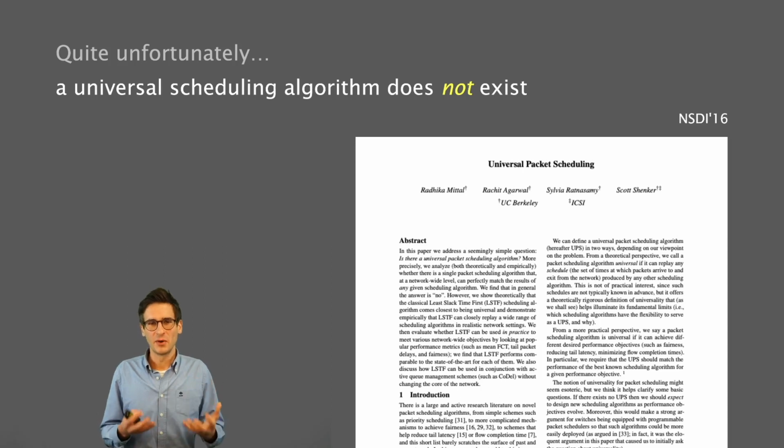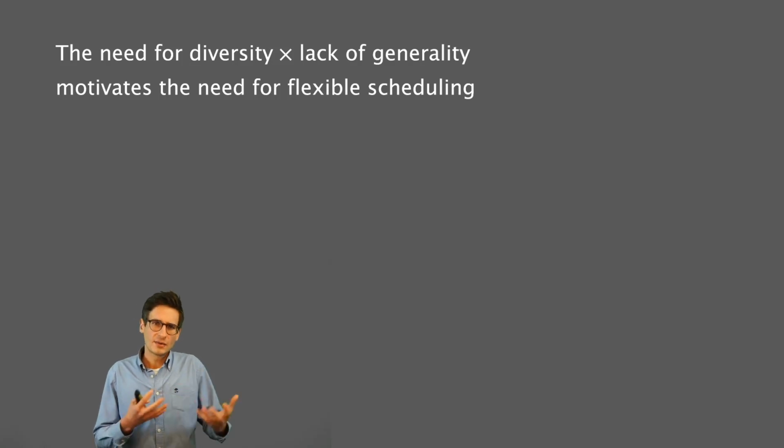At the same time, it has been shown pretty recently, in 2016, in a great paper at NSDI 16 that I advise you to take a look at, that a universal packet scheduling algorithm does not exist. What this means is that there is no one algorithm to rule them all. You cannot hope that one algorithm will solve all the objectives at the same time. So you need multiple algorithms to live at the same time, at least in your devices, if you want to optimize for multiple objectives. And this is where the clash happens.